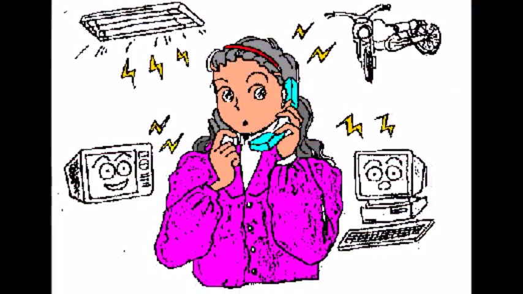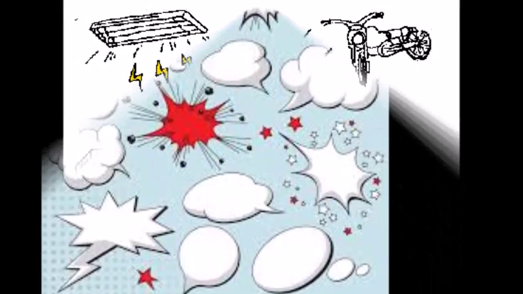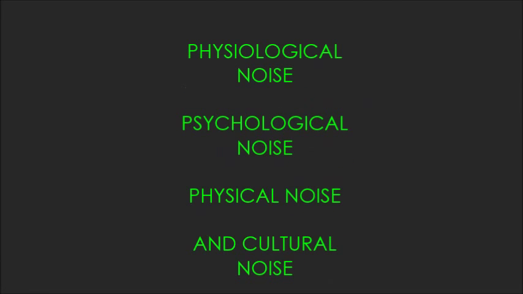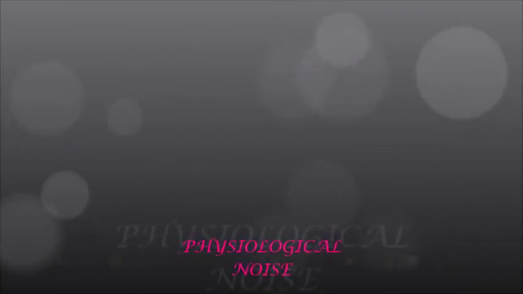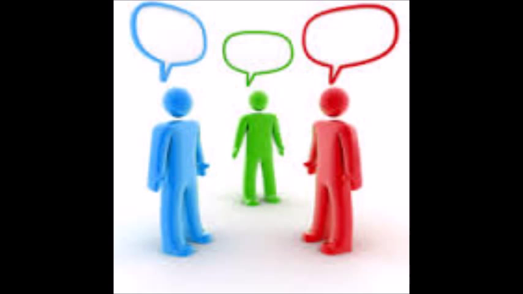The next aspect is noise. It refers to anything that interferes with a message's transmission or reception. There are four kinds of noise: physiological, psychological, physical, and cultural noise. Physiological noise refers to bodily processes and states that interfere with a message. Psychological noise refers to mental or emotional states that impede message transmission.